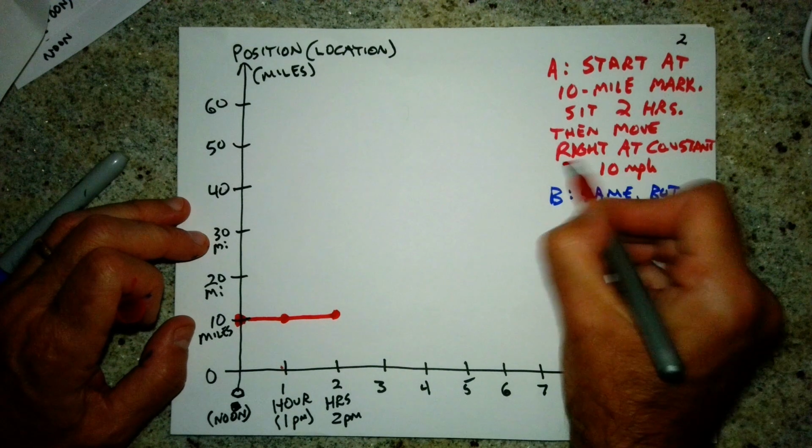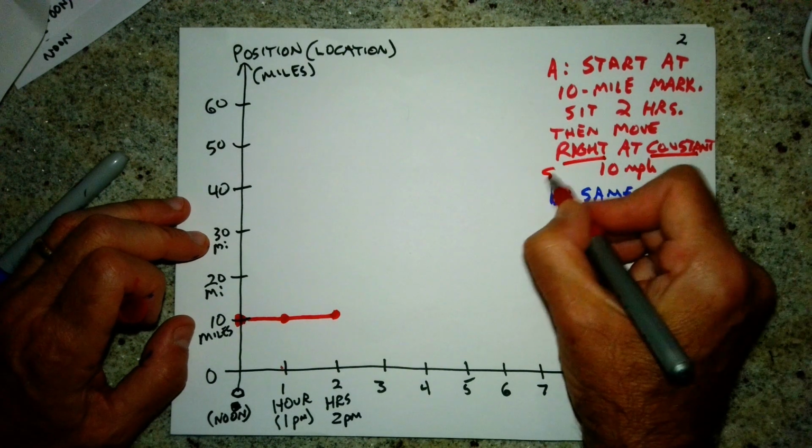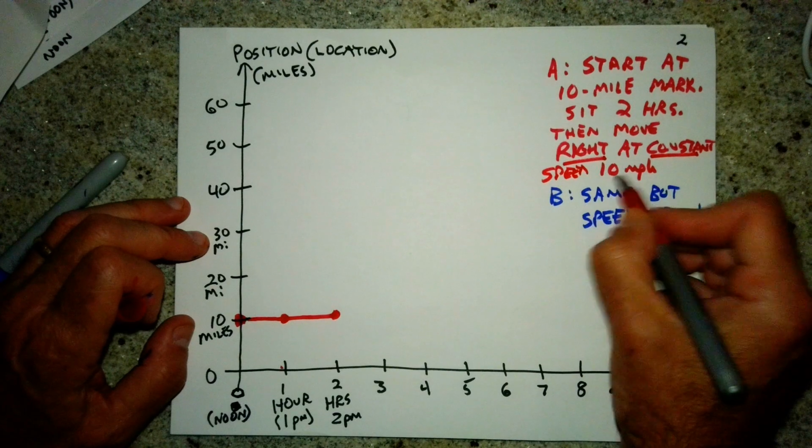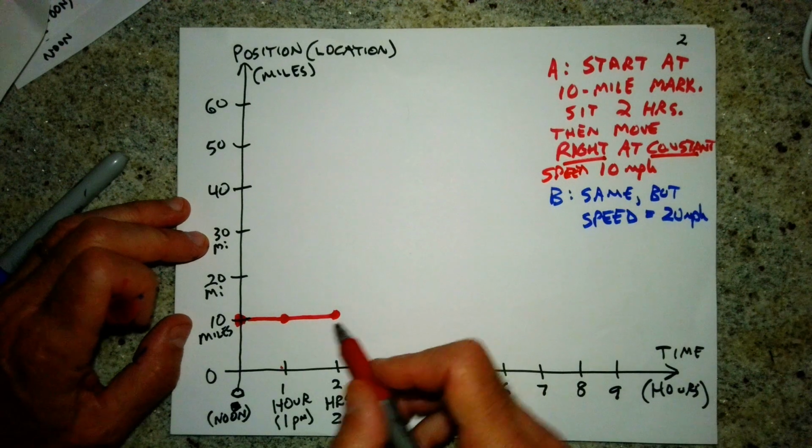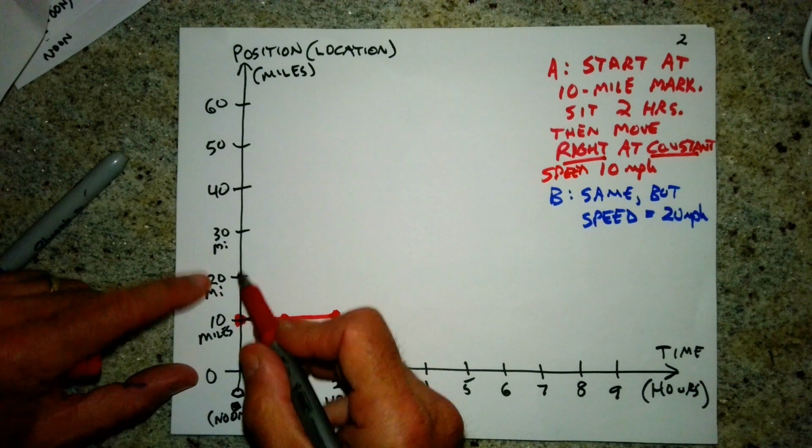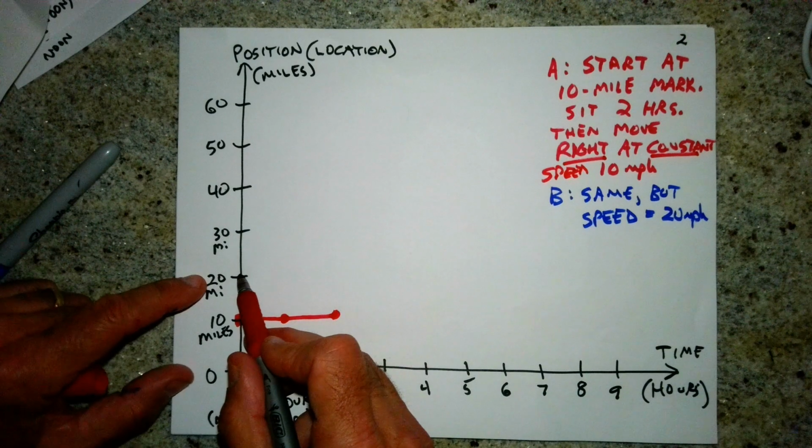Then it moves right at a constant speed, again, of 10 miles per hour. So now I think, how do I move right? Right means the position numbers get bigger. So 1 hour later, I have to be at 20.